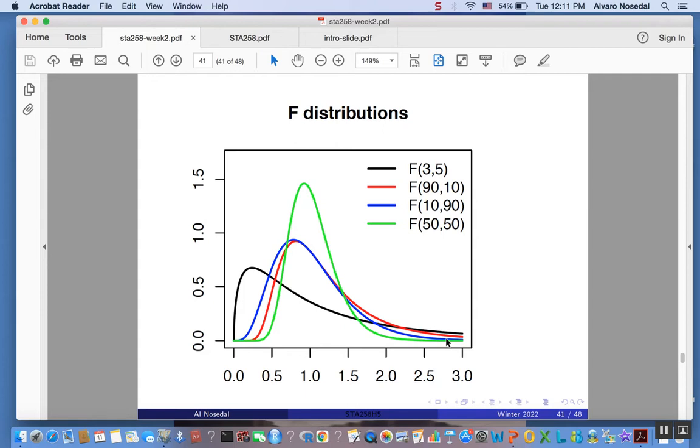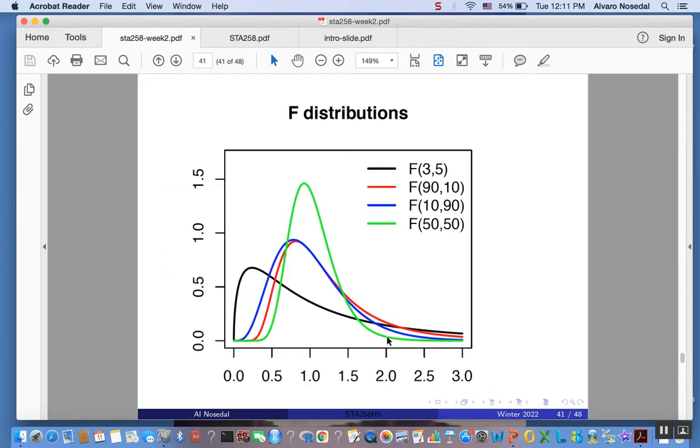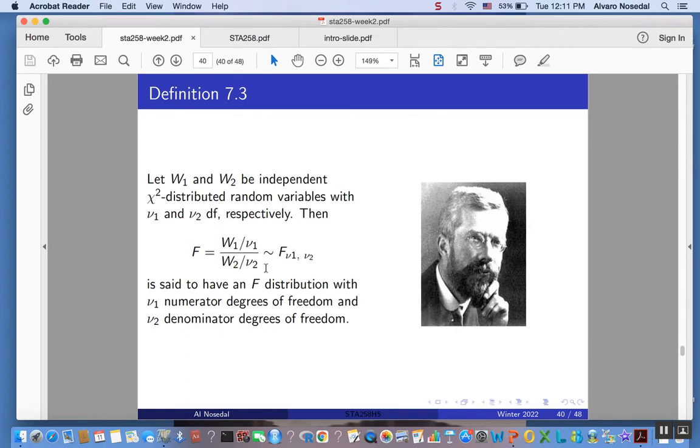It also has a relationship with other distributions such as the t distribution and exponential distributions. You can take a look at that here. Just a quick note about those relationships. Take a look at those later. But the most important part, what I want you to remember, is the definition of the F distribution.